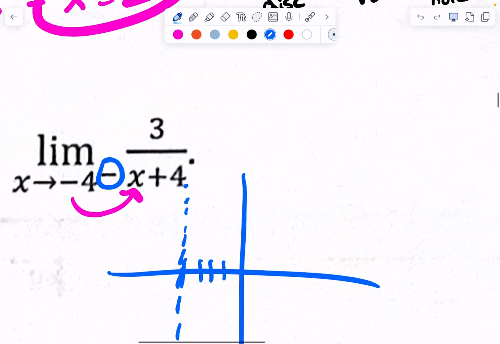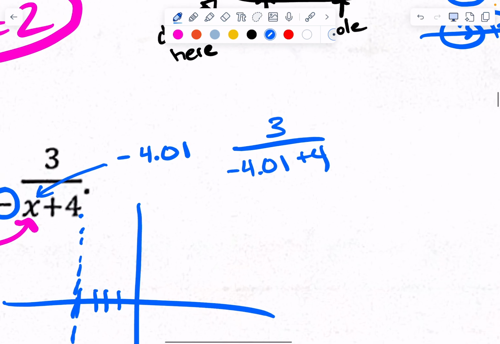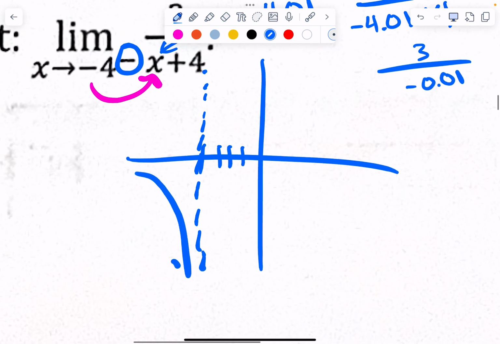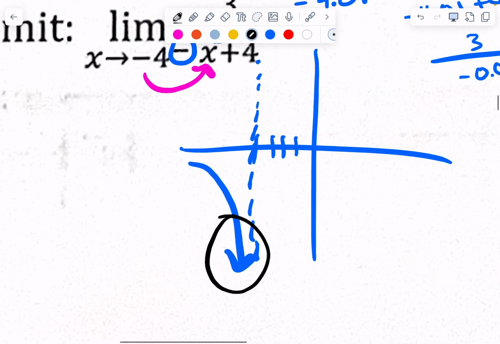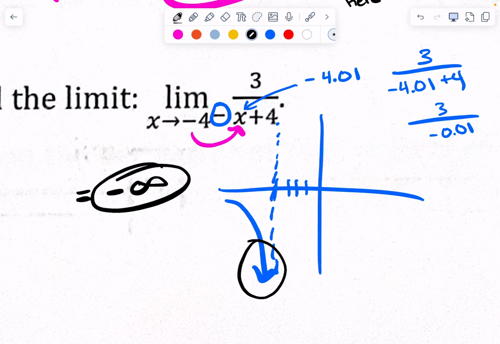Didn't fool ya. So I'm going to plug in negative 4.01, right? 3 over negative 4.01 plus 4. If I add those two together, that's negative 0.01. Doesn't really matter what that is, I know it's going to be negative. So he's approaching negative infinity as he gets closer to negative 4 from the left. So the limit is negative infinity. Good? Happy with that?